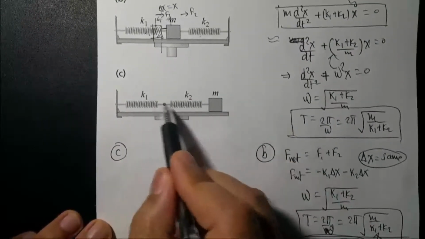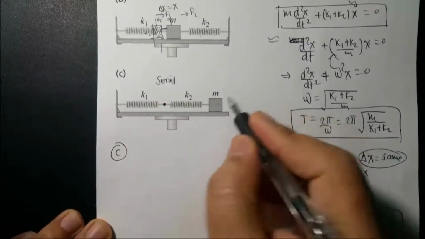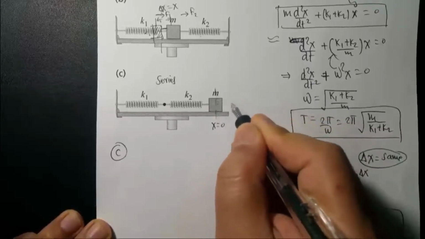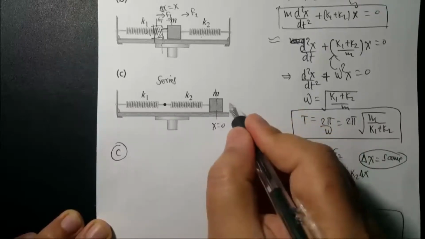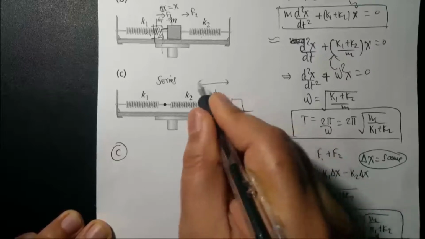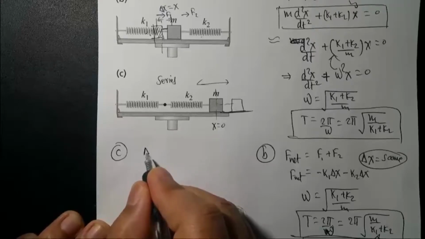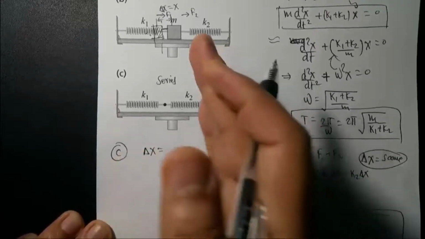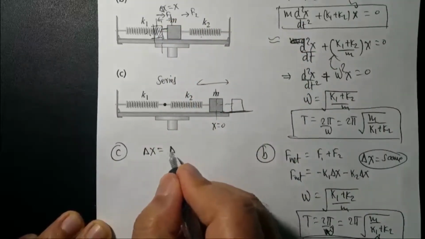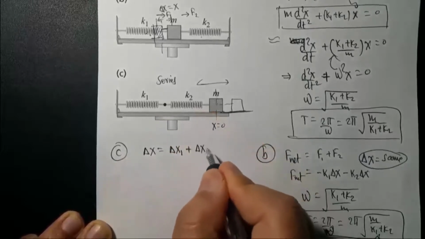Okay, the last one, part C, is the time period for this configuration. Here two springs are connected in series, and finally connected to the mass. Say this is the equilibrium position. Before you set it into oscillation, you have to displace it a little bit like this, and then release, and then it will oscillate. So what's the total displacement? Since they are connected in series, the total displacement will be delta x1, the elongation for the first spring, plus delta x2, the elongation for the second.